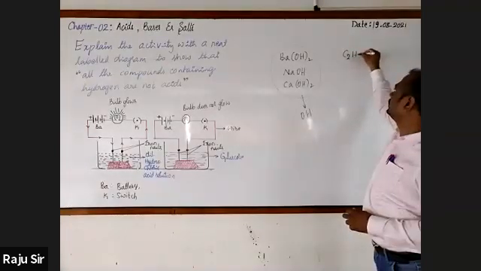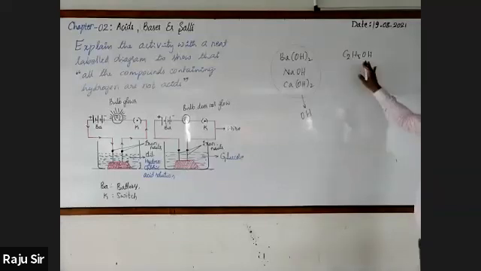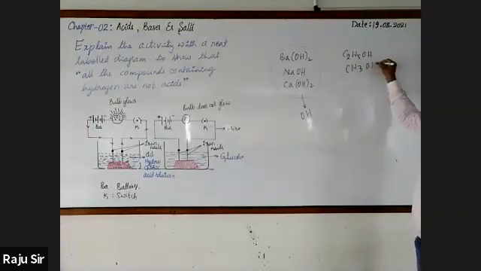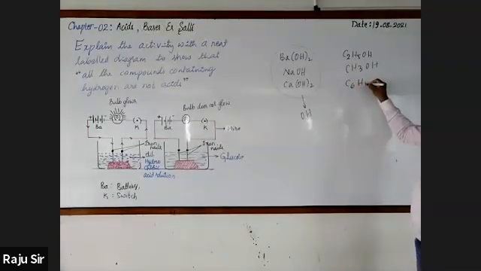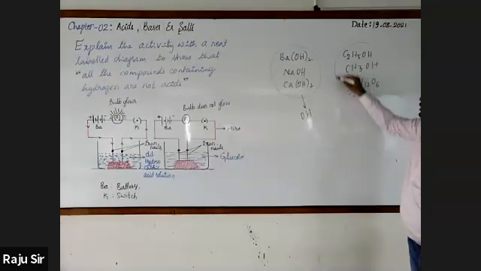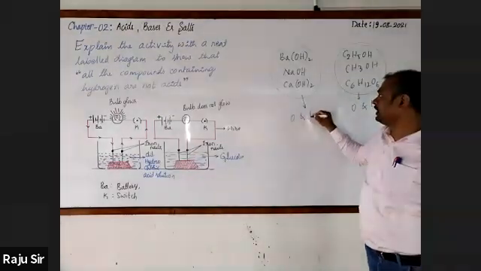Now look here. C2H5OH. It is alcohol. Then CH3OH. What is this? It is called methanol. Next, C6H12O6. Glucose. In these also we have oxygen and hydrogen.